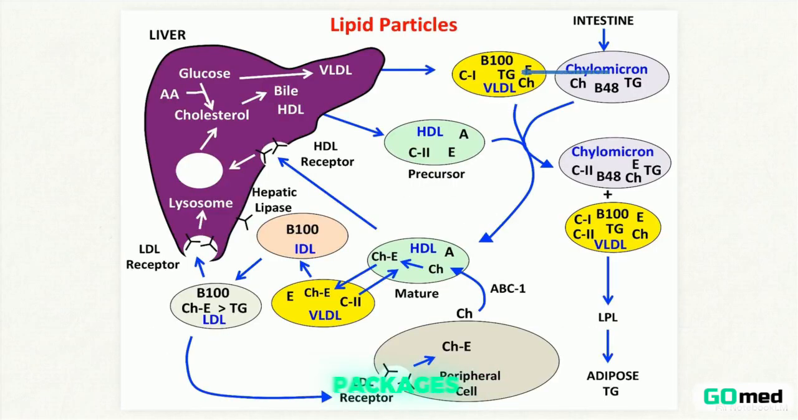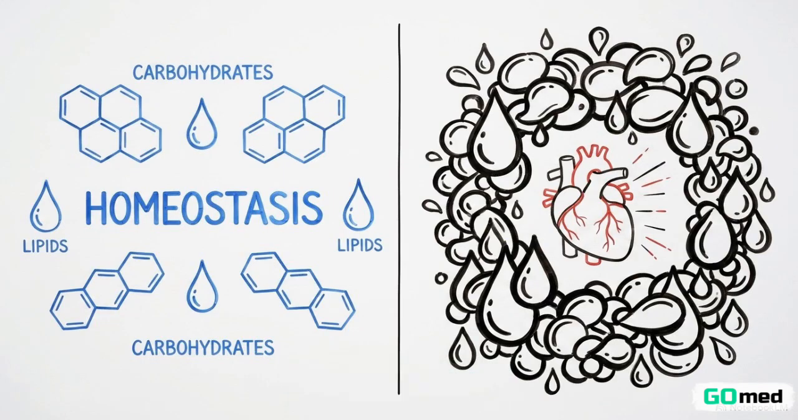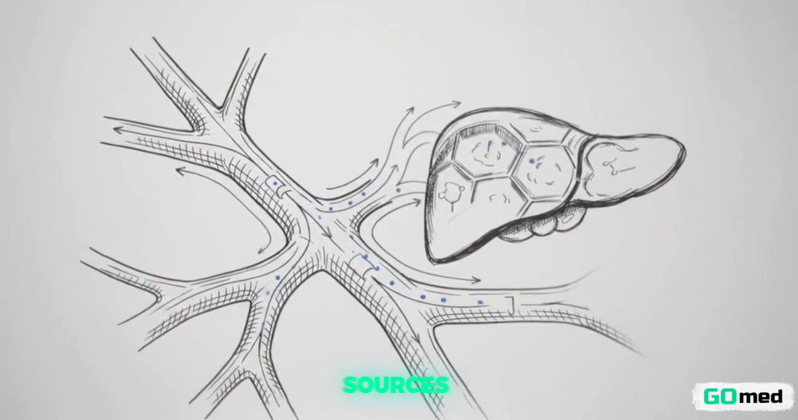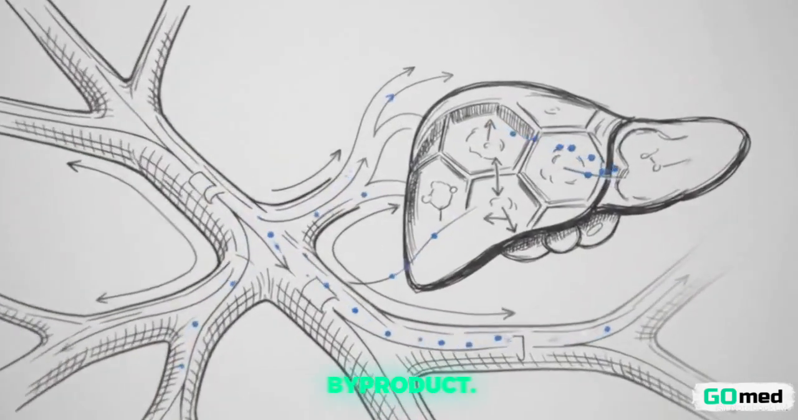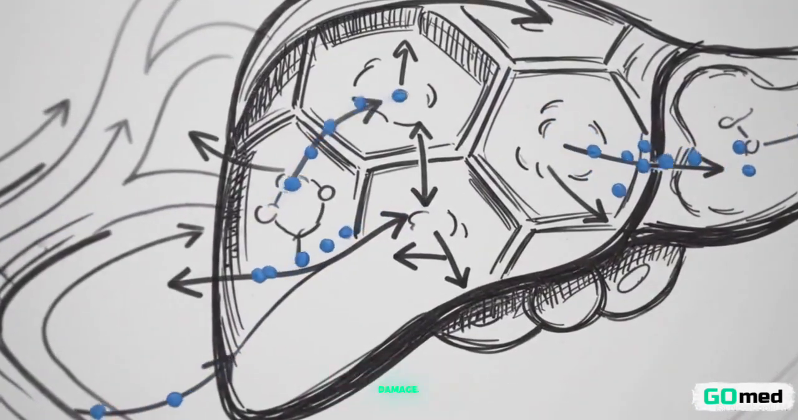The liver packages triglycerides into the VLDL for peripheral delivery, while HDL facilitates reverse transport, returning excess cholesterol to the liver for excretion. The balance between these carbohydrate and lipid pathways dictates a patient's overall energy homeostasis and their long-term cardiovascular risk. Metabolizing these energy sources produces nitrogen waste as a byproduct. The urea cycle constantly detoxifies this ammonia to prevent systemic damage.